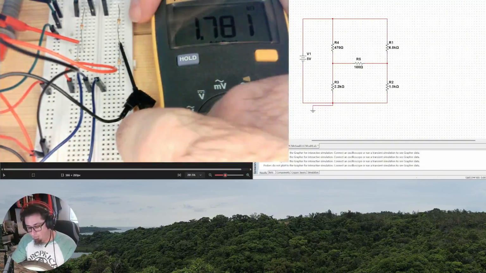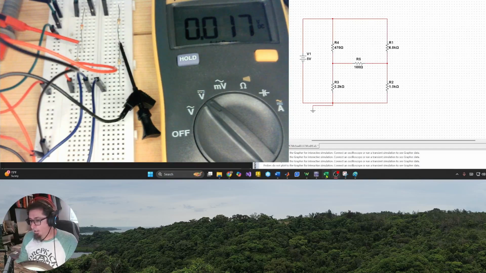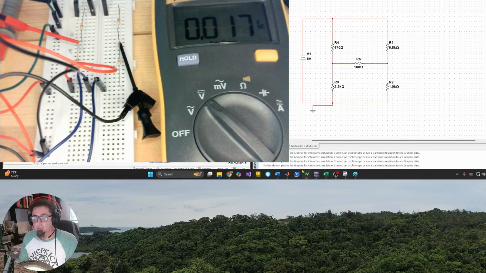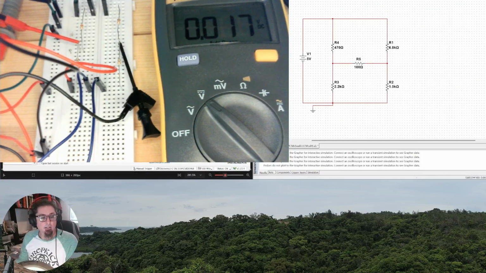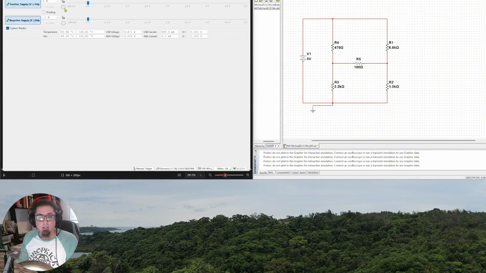We will then set our fluke to volts DC, and then we'll go into our waveform simulator, and we'll go to supplies. I want to change this to 5 because we're only using this one, so I'm only worried about that one. We'll go and turn this one off, and we'll master enable on.